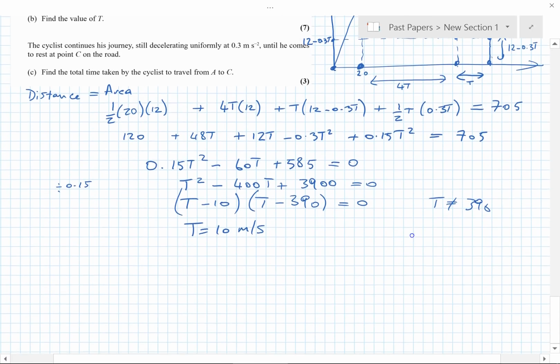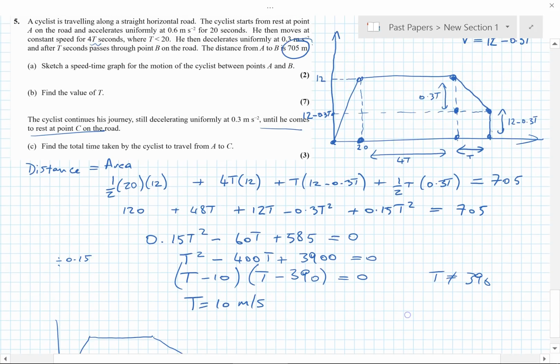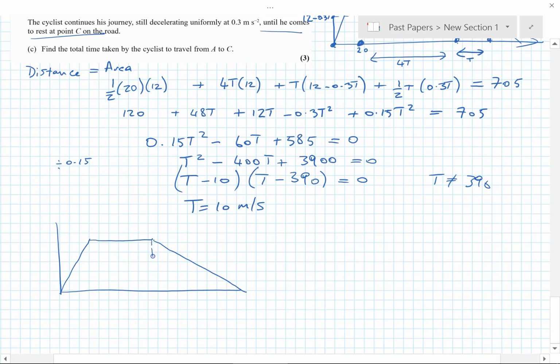Doing the next part, well, if I quickly draw the graph again, it now says that the person will go uniformly to rest there. So we can basically add in this bit on there. So what I'm going to do is just work out this extra time here, call it little t.